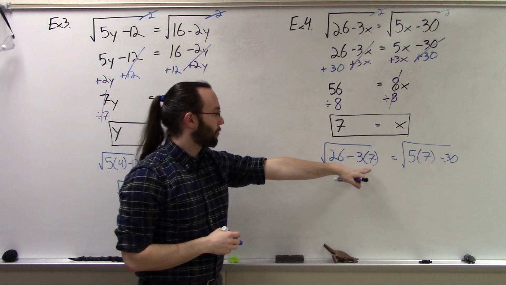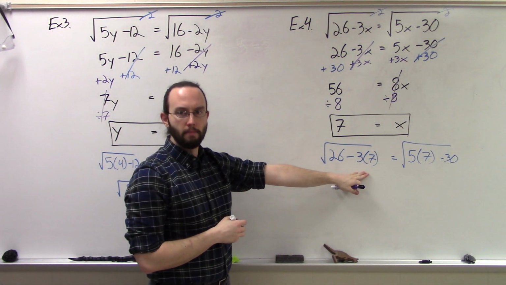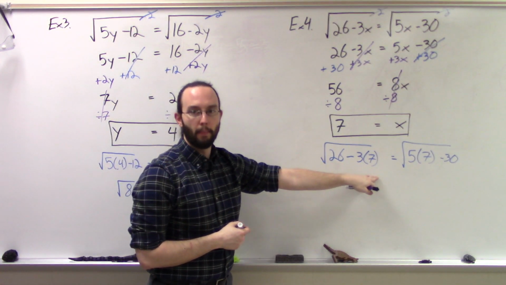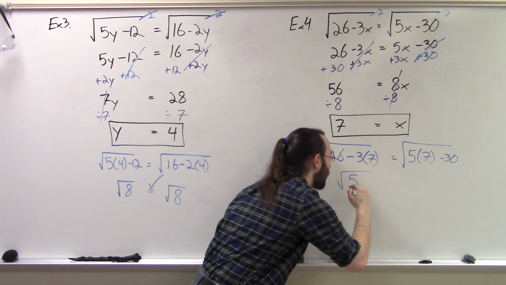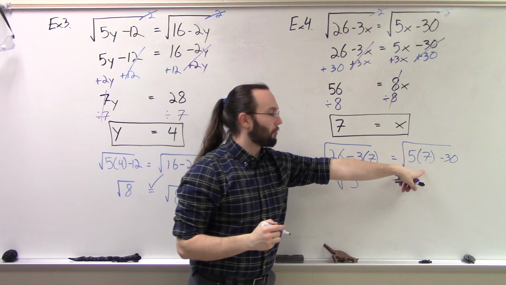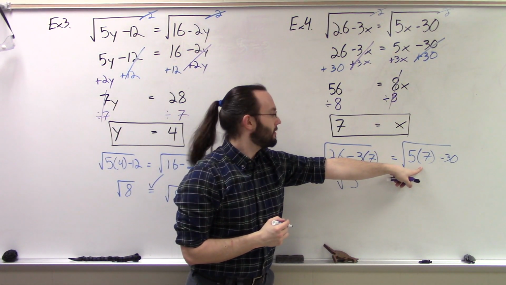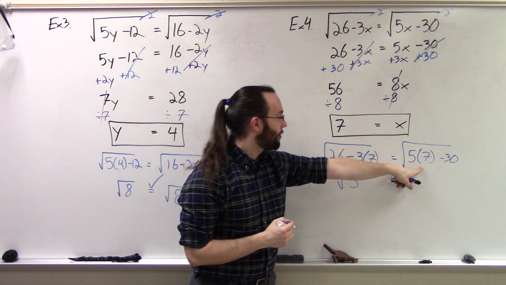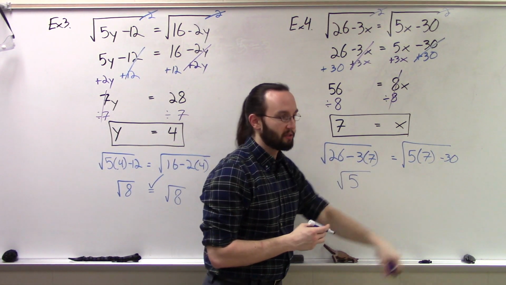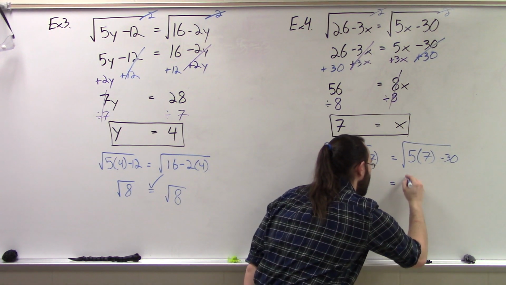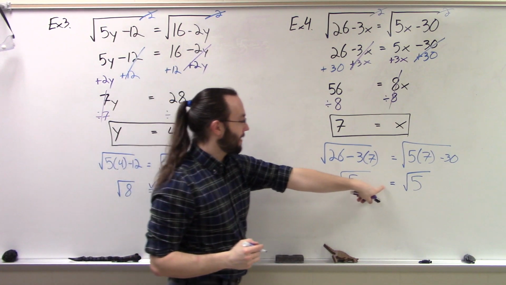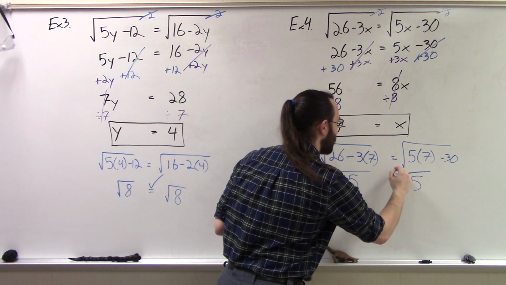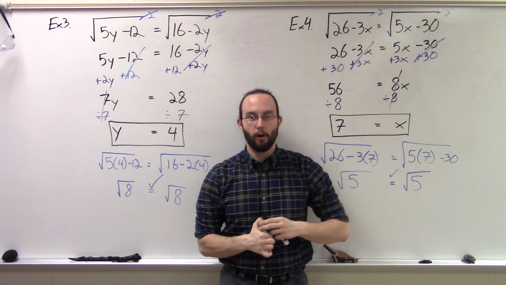So 3 times 7, that's a 21. 26 minus 21, that's a 5. On the right-hand side, 5 times 7, that's 35. 35 minus 30 is also just 5. For sure, the square root of 5 is equal to the square root of 5. So this solution works as well.